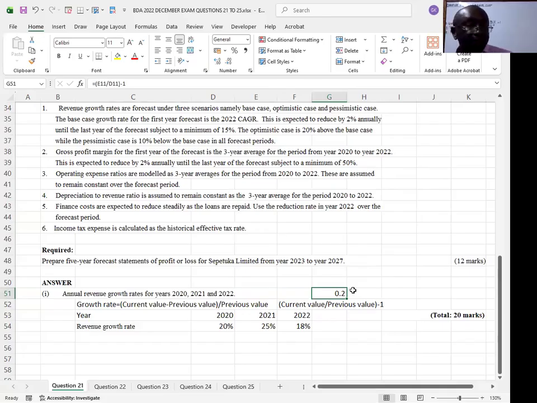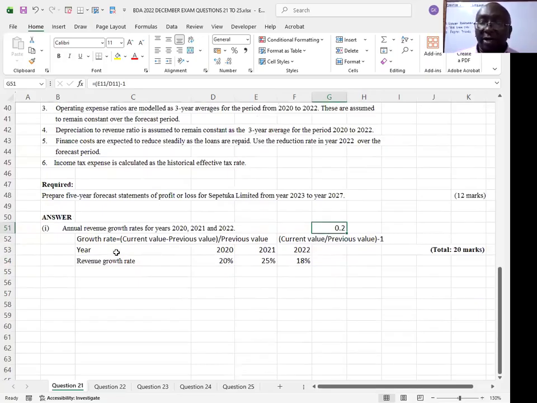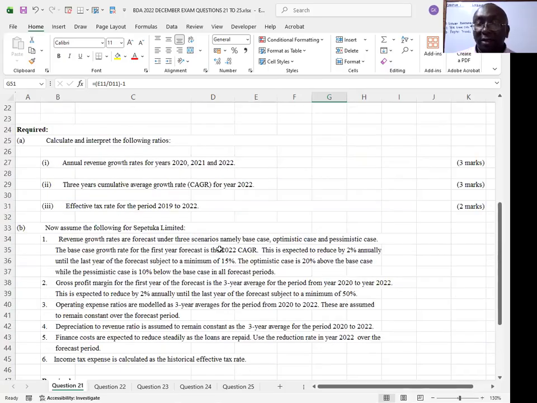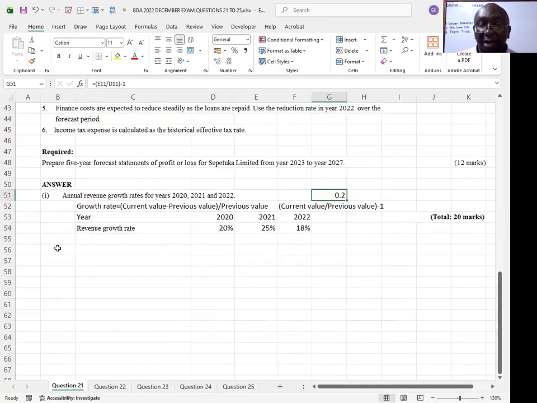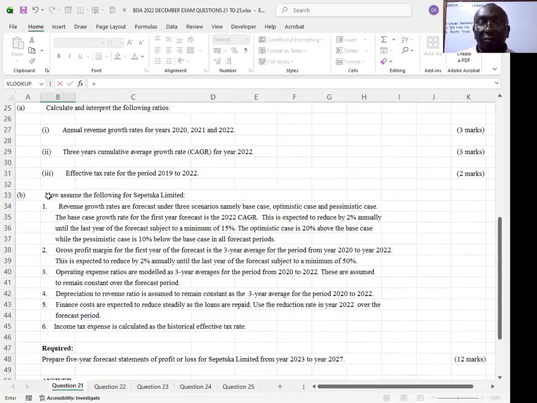Muraithi, is that okay? Yes, yes. Okay, good. So we have gotten the growth rate. This is like a formula that we shall keep on coming across in several questions. They like using this growth rate so much. Now, number 2. So we can come and have it here. We say equals. We copy this one.